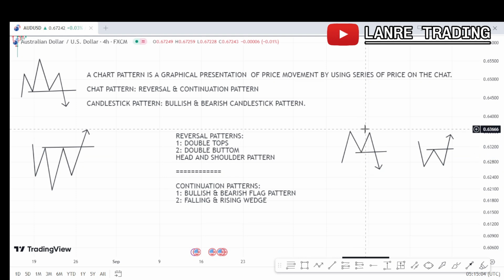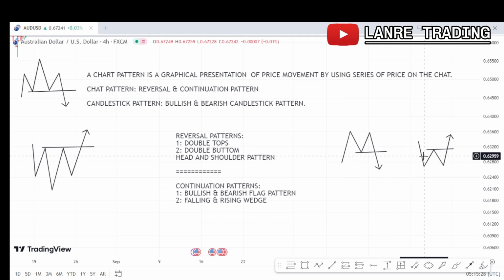It looks like an M, right? So once the M, known as the double top, is formed at the resistance level, we wait for price to break through the neckline. Then we can take a short position just to complete the left leg. That is what we use the double top pattern to do.